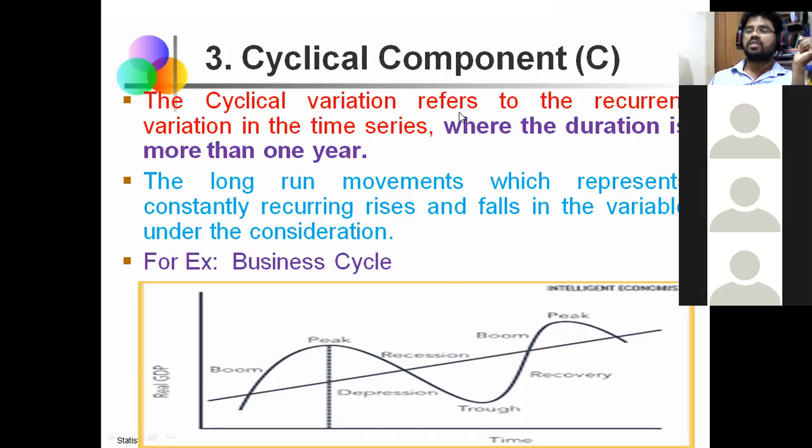The cyclic variation refers to the recurrent variation in the time series, where the duration is more than 1 year. So generally, the cyclic variations occur over a duration of more than 1 year. Whereas seasonal variation is within the 1 year.